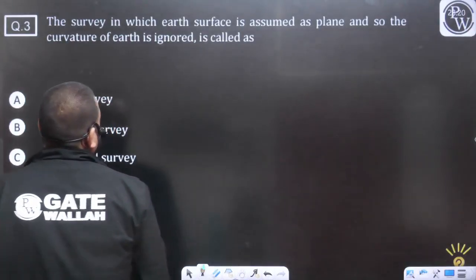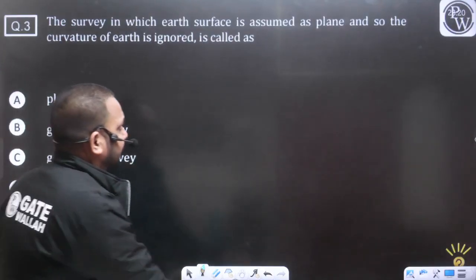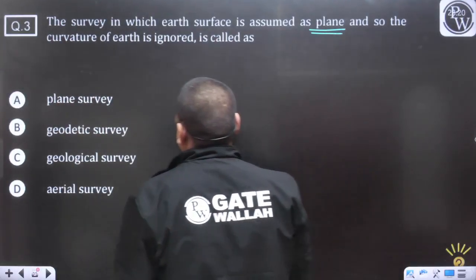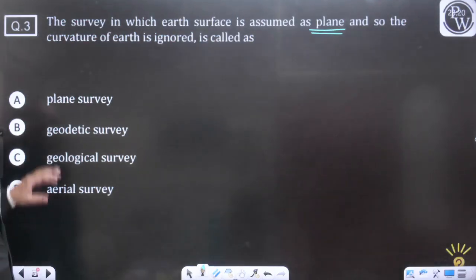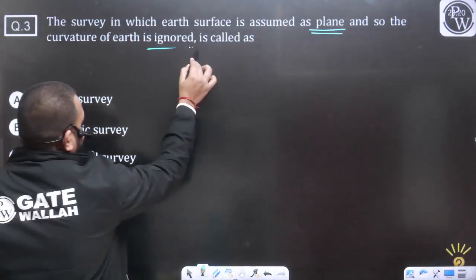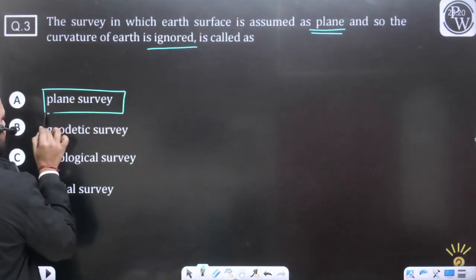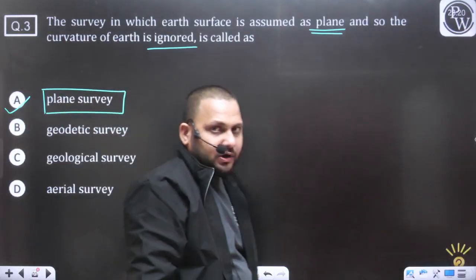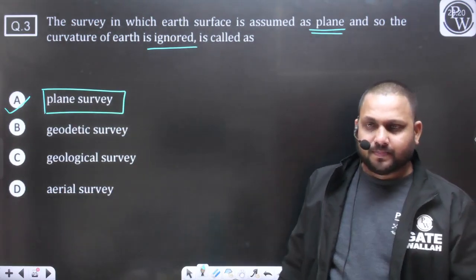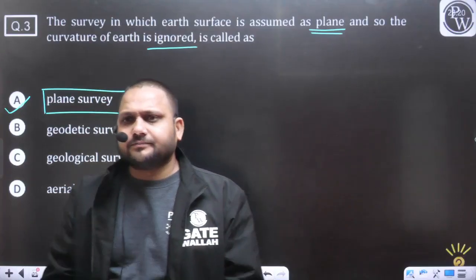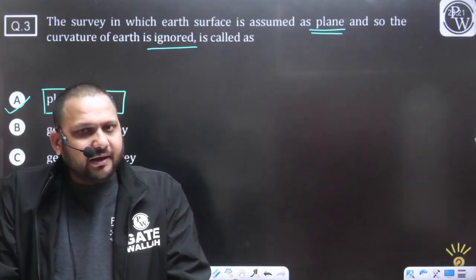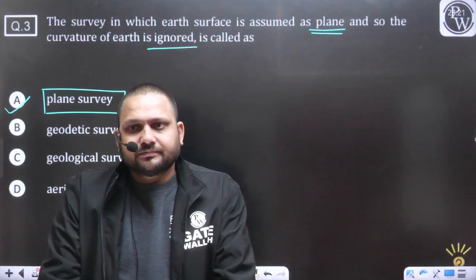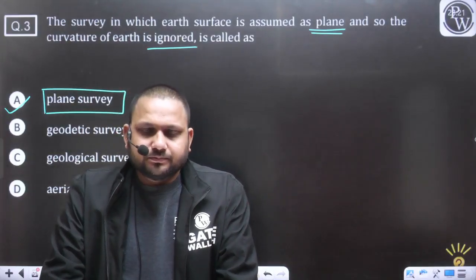The survey in which the earth surface is assumed as a plane surface, curvature of earth is ignored, is known as the plane survey. So I hope you are getting the idea of which type of question they are asking in the exam from this particular chapter. Yes or no?